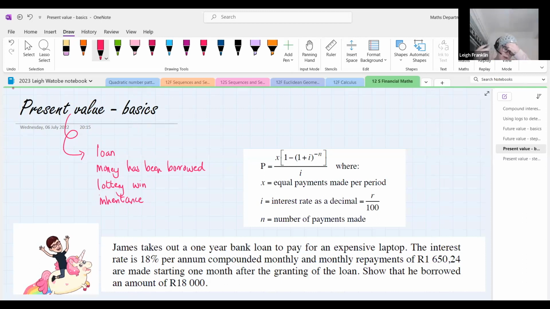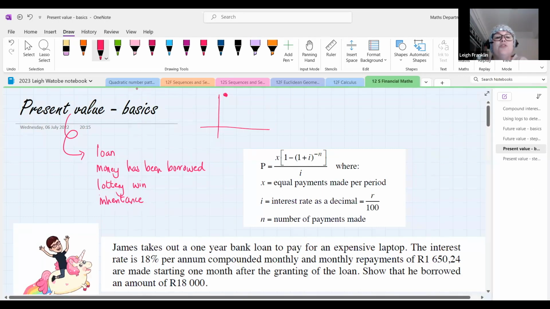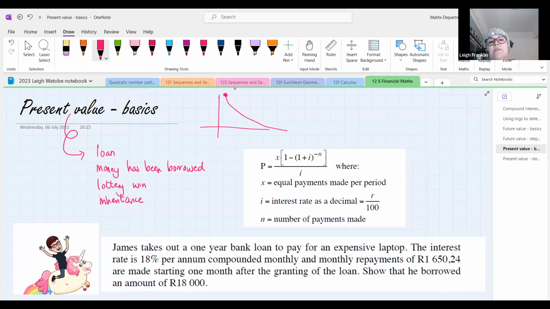Now, it might seem strange to you that if you win the lottery or you have an inheritance, it would be the same as a loan. But the idea is that you are starting with a bigger value of money, and as you take money out every month, or as you pay money every single month, this present value gets smaller over time until eventually it is completely amortized, which means that you don't owe any more money. So that's why present value is used for loans, in any situation where money has been borrowed.